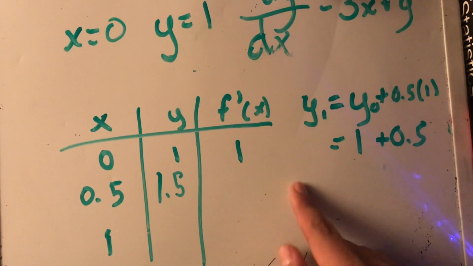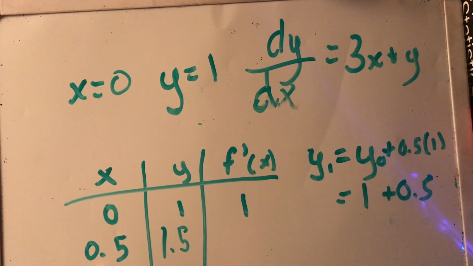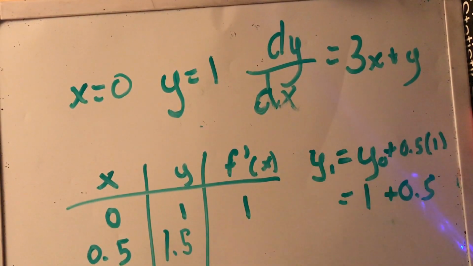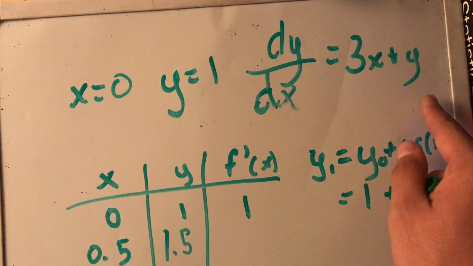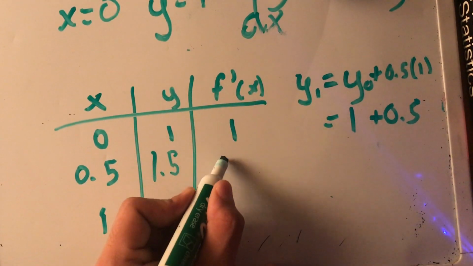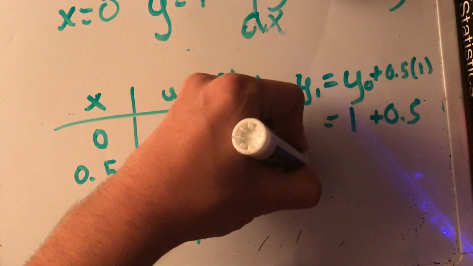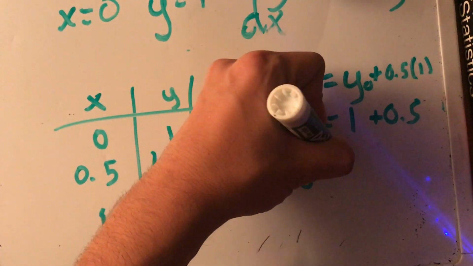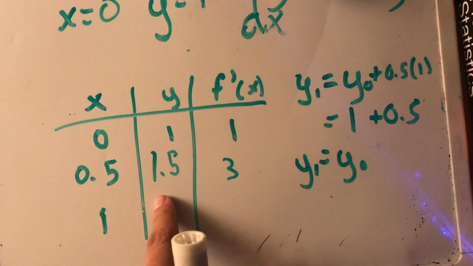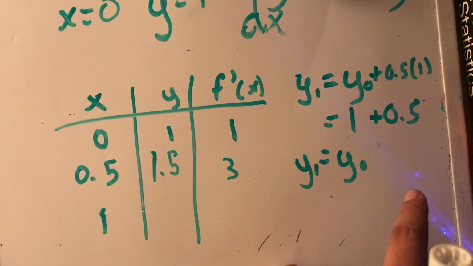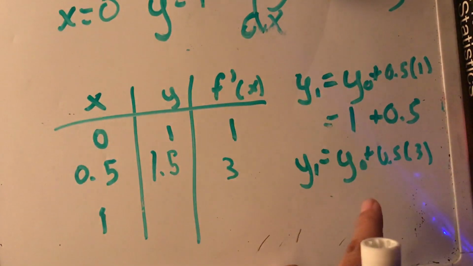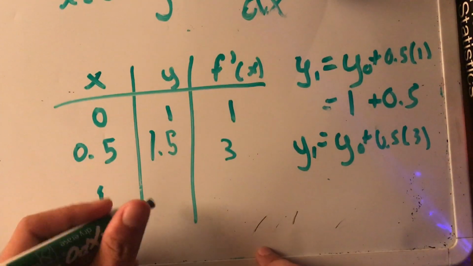Now we just do this again. With 3x plus y, our x value is now 0.5 and our y value is 1.5. So 0.5 times 3 is 1.5, plus 1.5 again, because it's y. So our derivative here is 3. Then we just plug in again: our next y value is y sub 1, which is this value, plus our step size, 0.5, times the derivative. So 0.5 times 3 is 1.5, plus the original value, 1.5 plus 1.5. Our value now is 3.